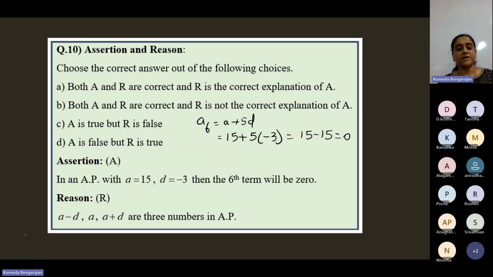A minus D, A and A plus D are three numbers in AP. True. Yeah, correct. Option B, because both are correct. But the reason is not talking about the assertion. Reason is something else. It is AP, but does not talk about the assertion statement. So both are correct, but R is not the correct explanation for A.